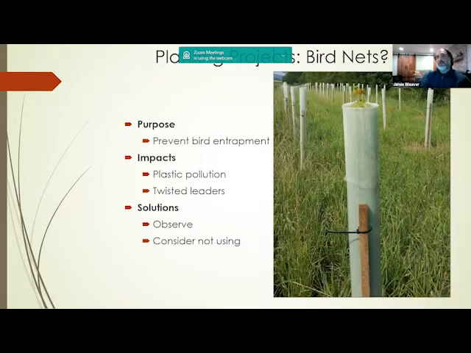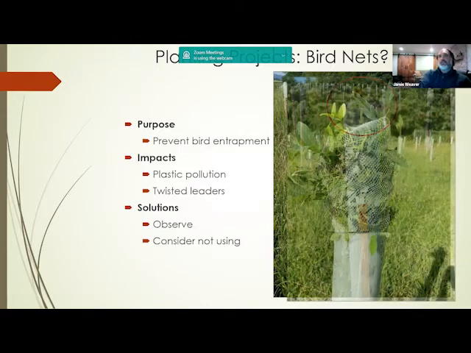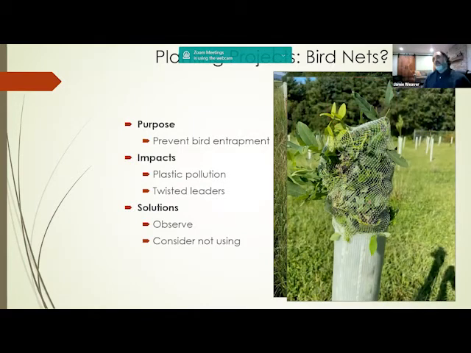And bird nets, they're pretty self-evident. When done right, they have the desired effect. The purpose is really meant to discourage birds from going into the tree tubes. There are some, like bluebirds, that have this cavity fetish. So in principle, this works. There are some impacts from it, like plastic pollution, but then we get into these other things where, if they aren't removed in time, what you get is this bundling effect of the tree.